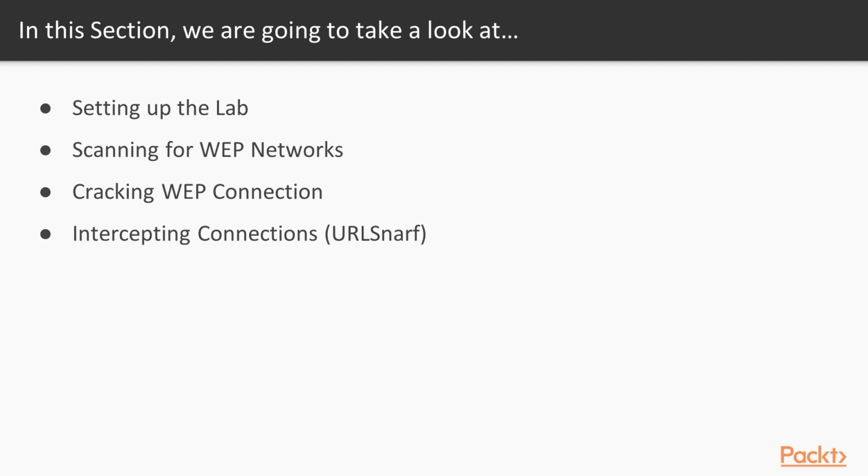Once we are authenticated to the target wireless network, we will intercept the connections using URL snarf or by doing an ARP spoof so that we can see what types of URLs people are connecting to. And then we should be able to sniff the traffic.